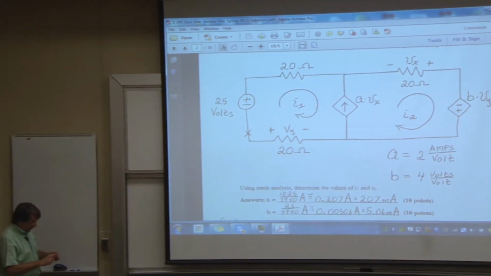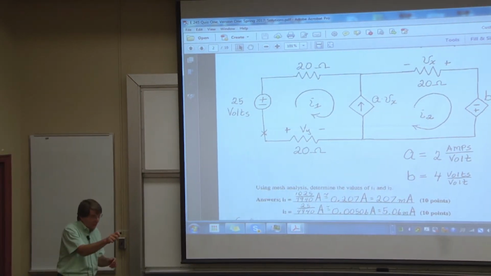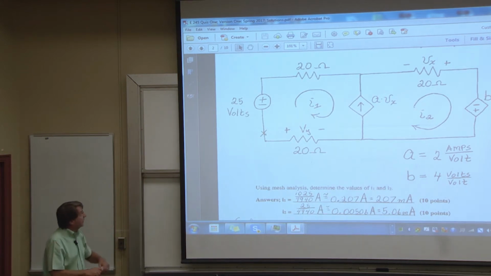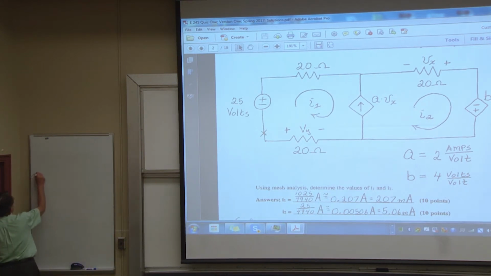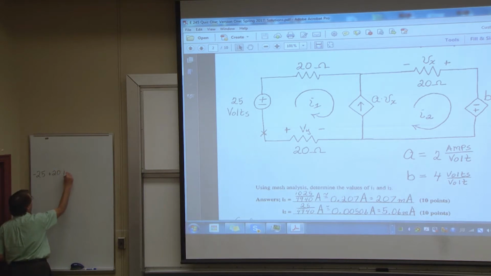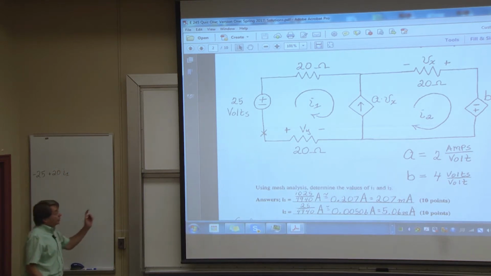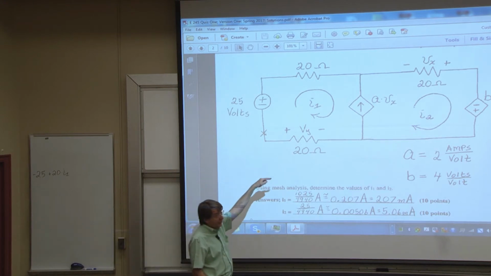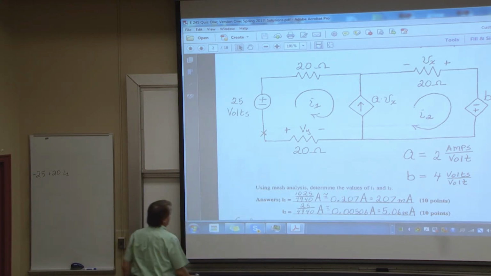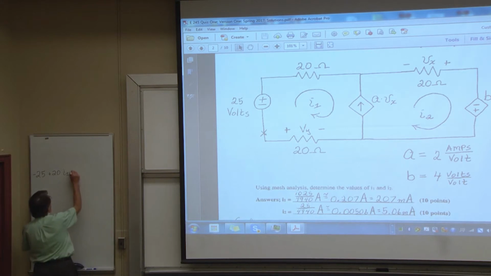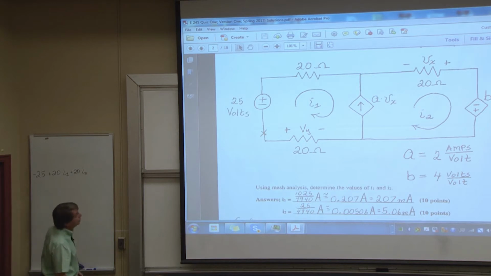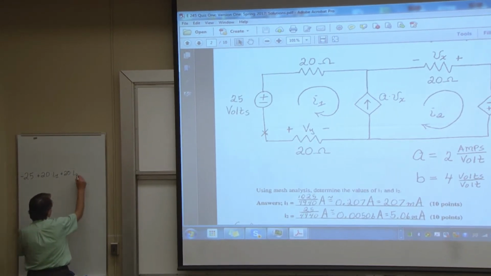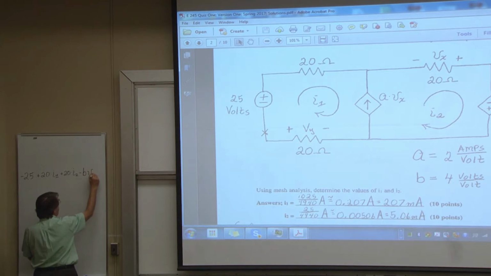So, my colleagues, let's write the equation. I'm going to need your help to make sure I don't make a mistake. I start at the X and I walk around. I get minus 25. Then I get plus 20 times I1. Now, I don't come down because that's a super mesh. I keep going around. I get plus 20 times I2 minus Vy.